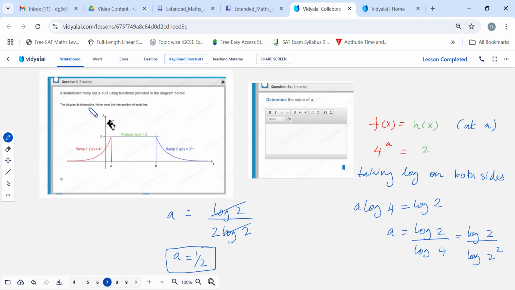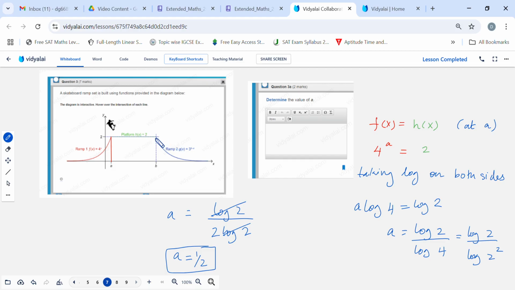A skateboard ramp set is built using functions provided in the diagram below. So we have a skateboard ramp set here. The first function, this part resembles ramp 1, which is built using the function f(x) = 4^x. Then we have a platform whose equation is h(x) = 2.